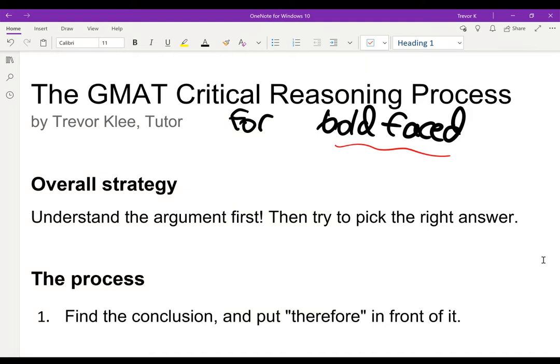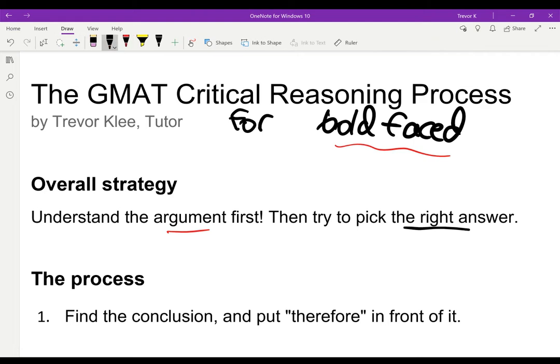And so this is actually a great example in which the critical reasoning process that I've been explaining in the last couple videos is particularly useful. So let's go over the critical reasoning process first, and then we'll go into some examples. My overall strategy on the critical reasoning process is I always understand the argument first, and then I try to pick the right answer.